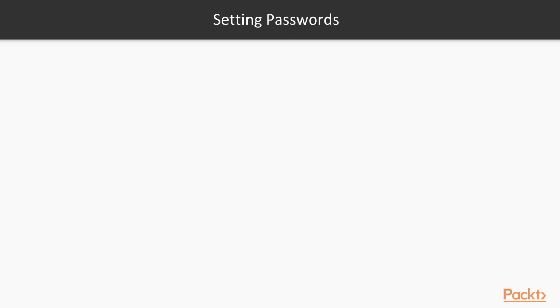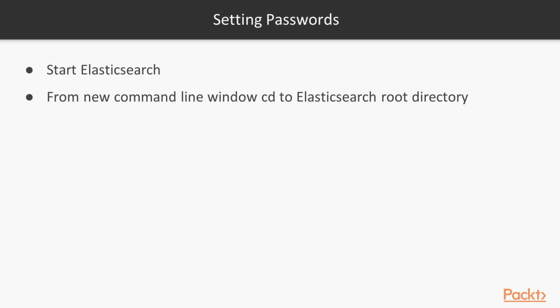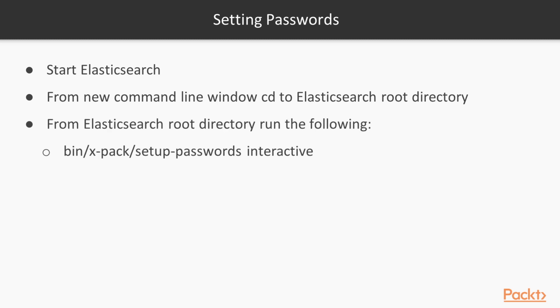Setting up passwords for all services can be done in different ways. In our implementation, we'll first start with ElasticSearch. Then we open another command line window and we'll go to the ElasticSearch root directory, obviously for the active cluster that we're using. Once we're in the root directory of ElasticSearch, we'll run this command. As you can see here, we use interactive.